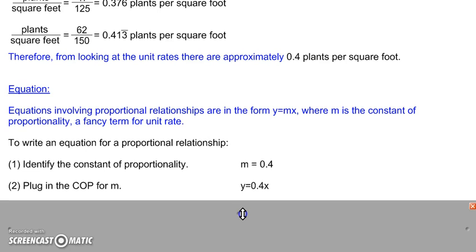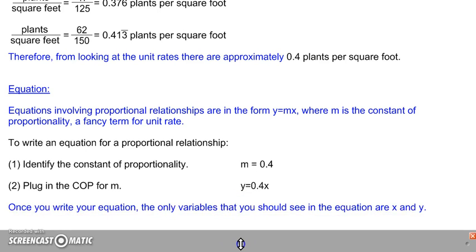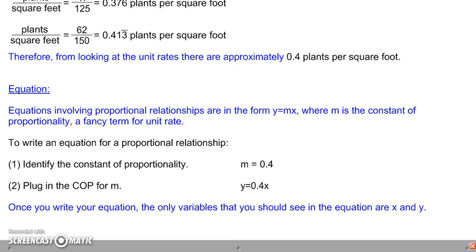Next, plug in the COP for m. So all that we did is replace m with 0.4 in the equation to get y equals 0.4x. Once you write your equation, the only variables that you should see in the equation are x and y. And you're finished.